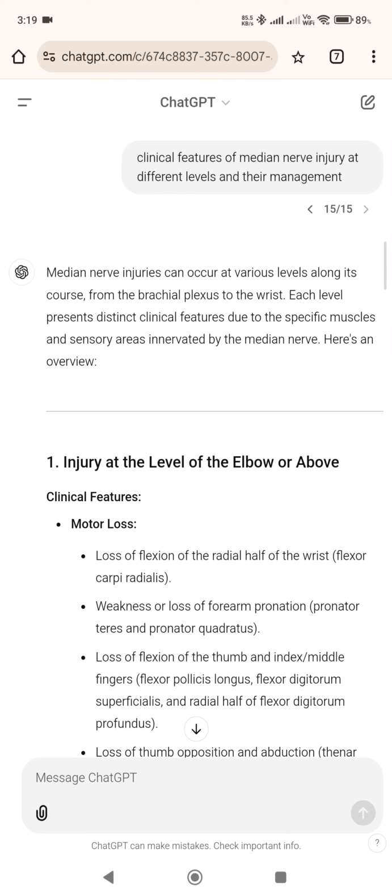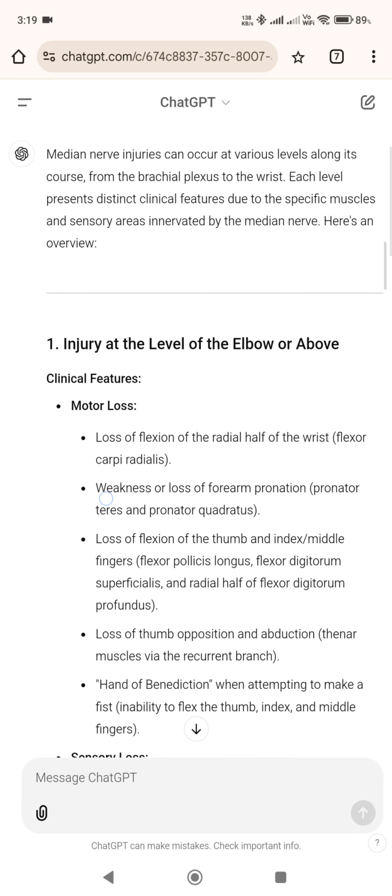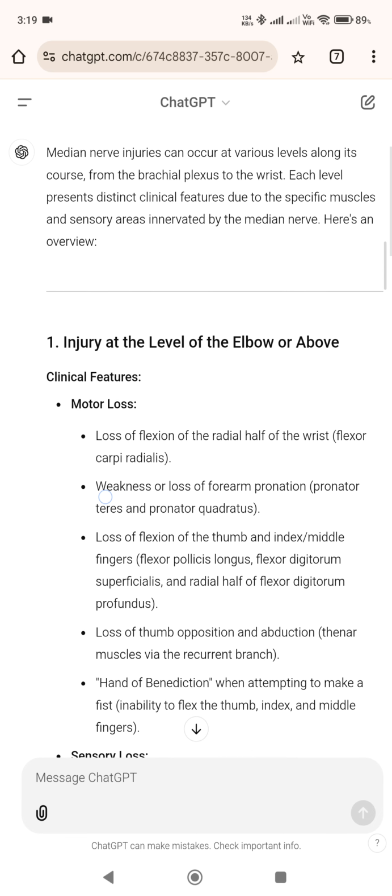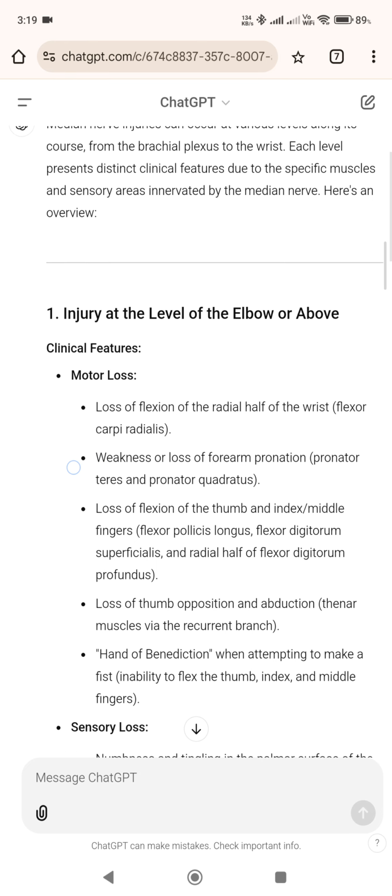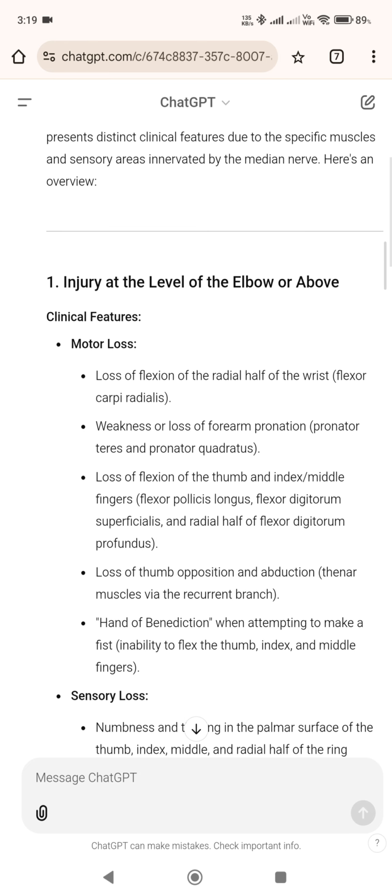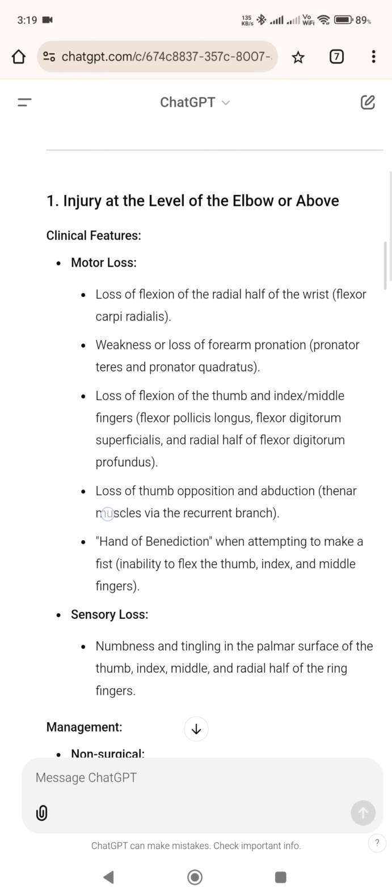Median nerve injuries can occur at various levels along its course, from the brachial plexus to the wrist. Each level presents distinct clinical features due to the specific muscles and sensory areas innervated by the median nerve. Here's an overview.